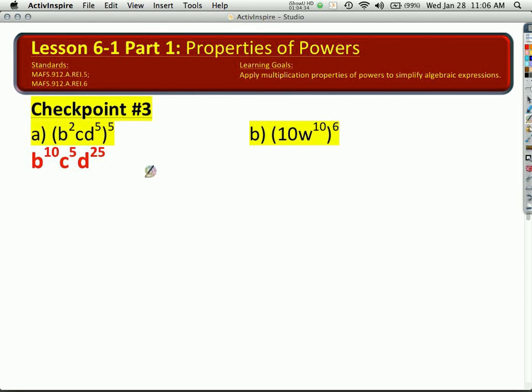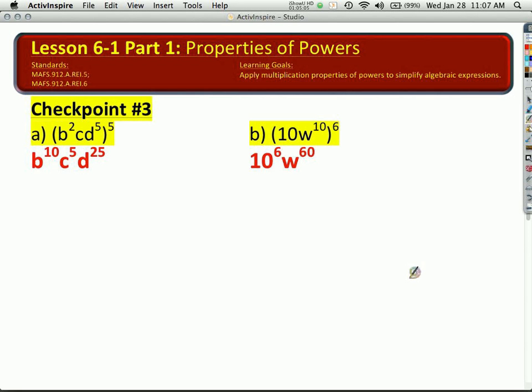Part B, what did you get? Students 6, 9, and 14. Student number 6, what'd you get? 10 to the 6th times W times 60. Okay, student number 9, what'd you get? Which I think is what Kaylee said. And student number 14? 10 to the 6th times W times 60. Nicely done.